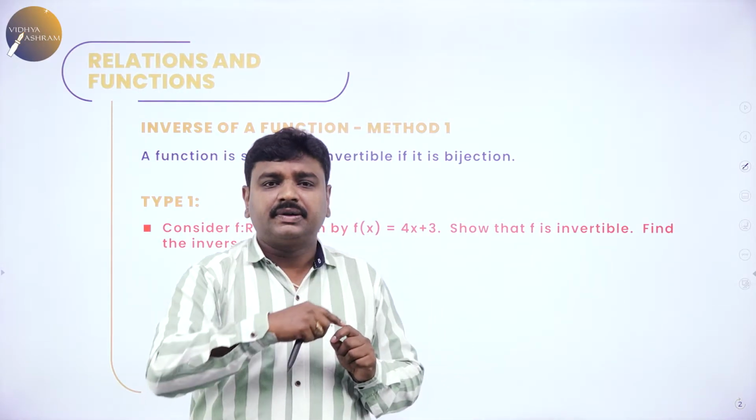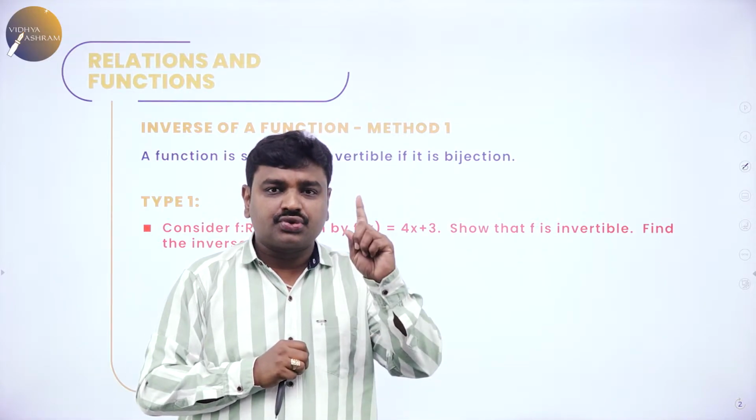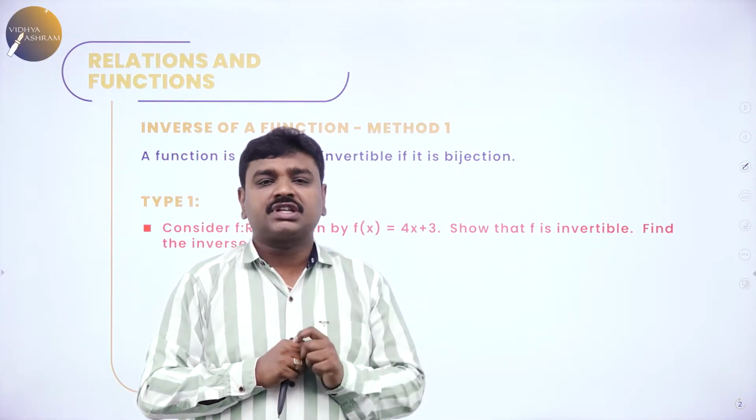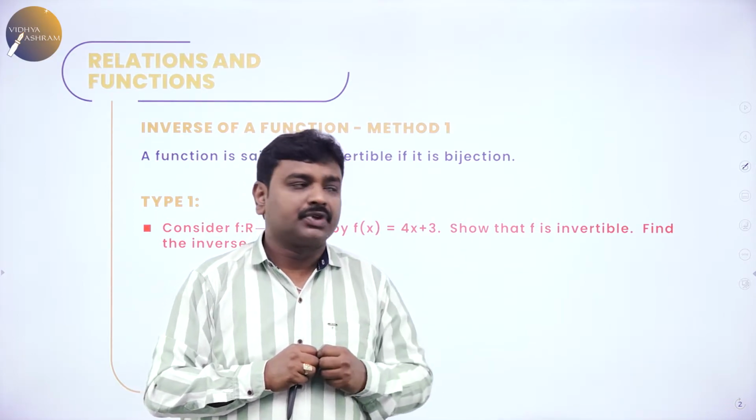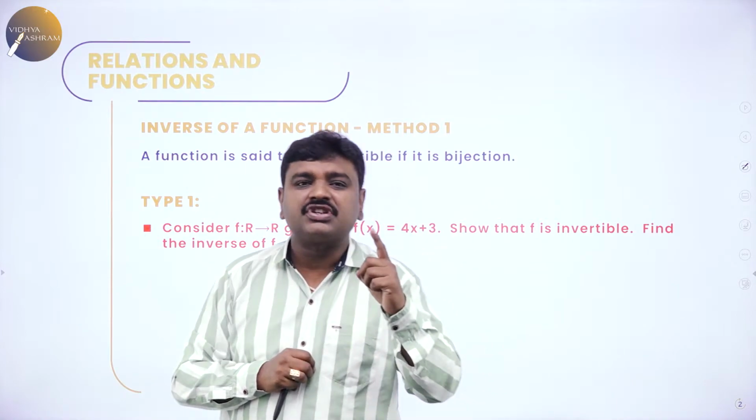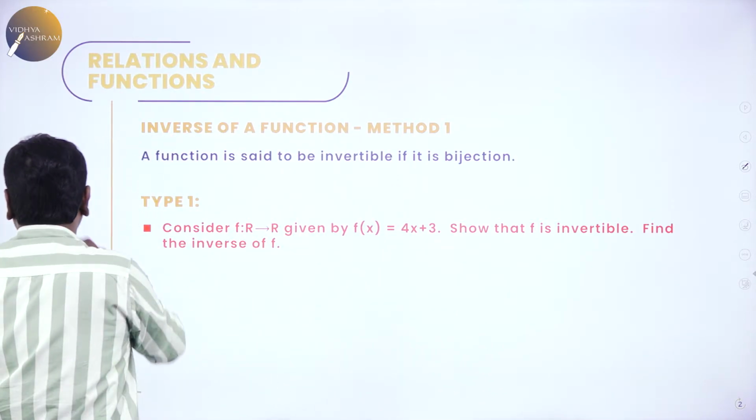Now I am teaching you the 5 marker. Already I told the method. What are the 3 steps involved? First step is to check one-one. Second step is to check onto. Third step is to find the inverse. A function is said to be invertible if it is both one-one and onto. Now we'll start with step 1.